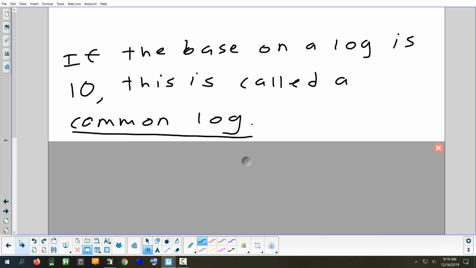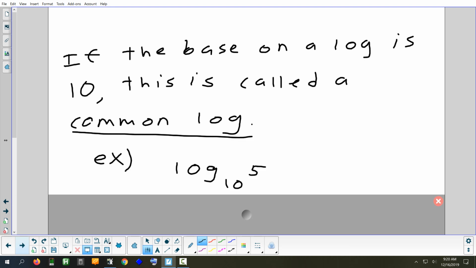Okay, so the first log I told you about that had a special name was the natural log. That's when the base was e. The other special log is when the base is 10. That is called a common log. Other than those two names, there are no other special names for logs. Like what would you call it if the base was 5? You just call it base 5. There's no name. But base e is natural log, base 10, common log.